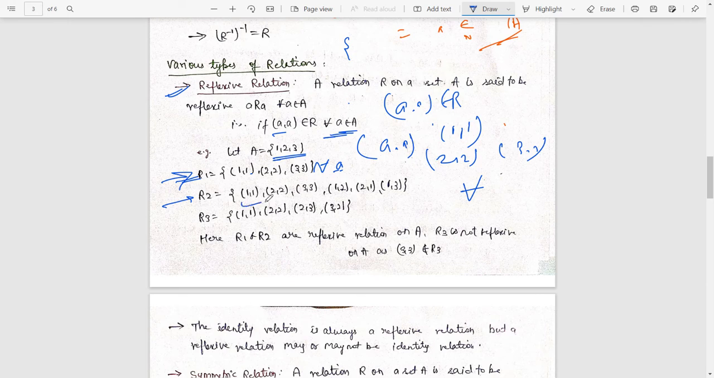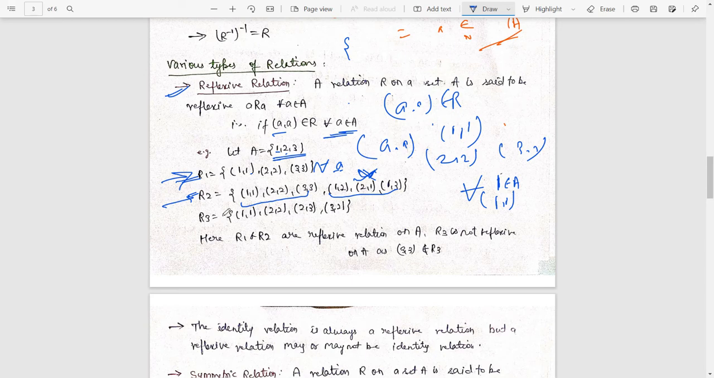Let's say R2. R2 has these particular elements and it has some other elements also. Our area of interest is only that if element 1 is in the set, then (1, 1) should be there. For all the elements 1, 2, 3, we have (1, 1), (2, 2), (3, 3) there. Obviously there are some other elements, but that is okay, that's not the problem. If 1 is there, then (1, 1) should be there; if 2 is there, then (2, 2); if 3 is there, then (3, 3). So this is also a reflexive relation.